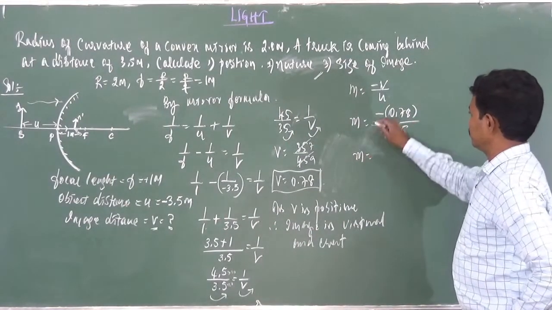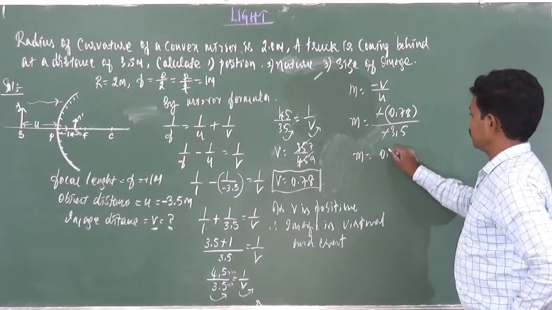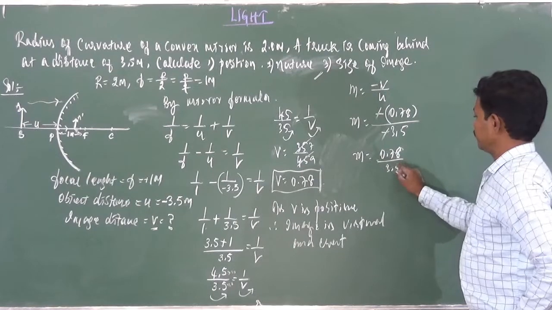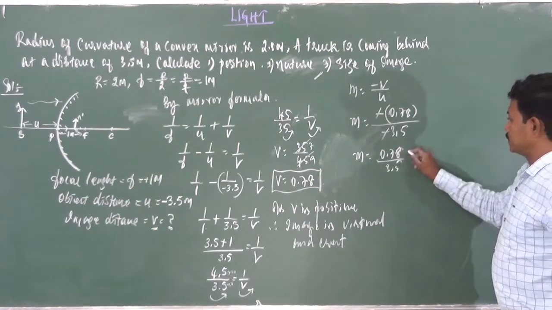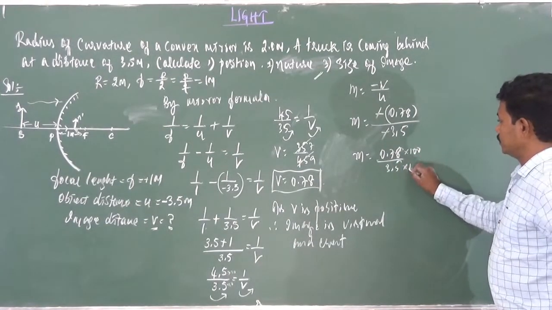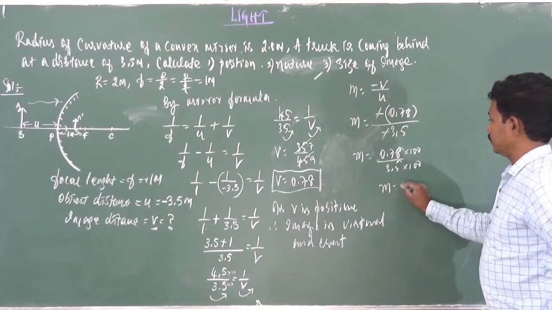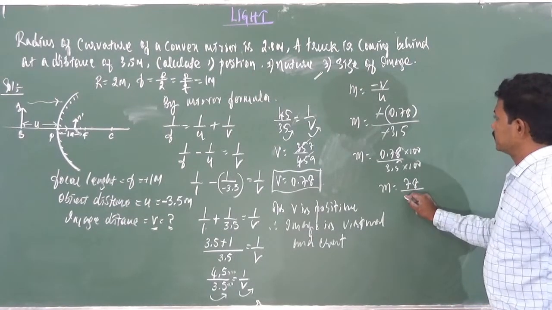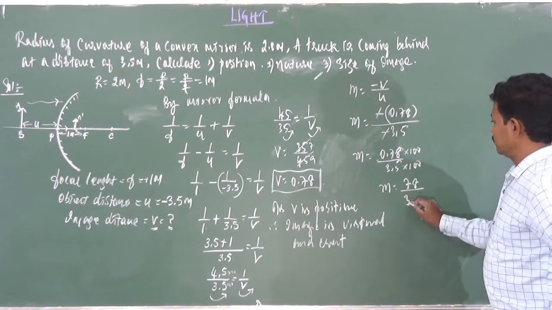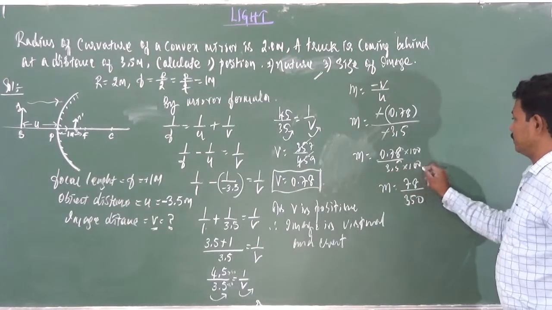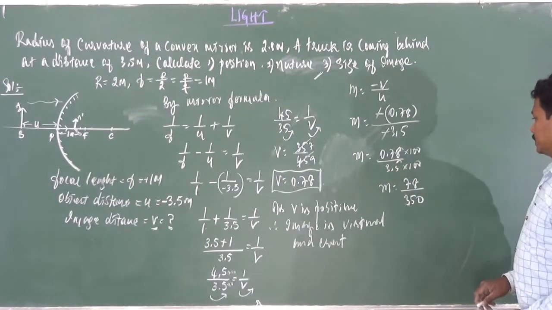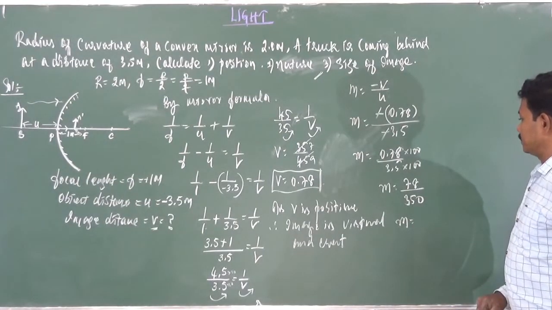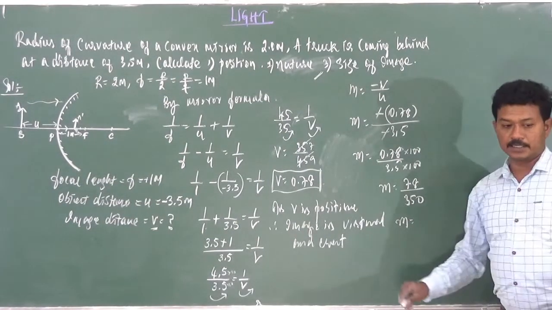So M is equal to minus and minus cancels. So 0.78 by 3.5. When you multiply this by 100 and also this by 100, we get M is equal to 78 by 350, that is 3.5 into 100 is 350. So when we divide 78 by 350, we get a decimal.